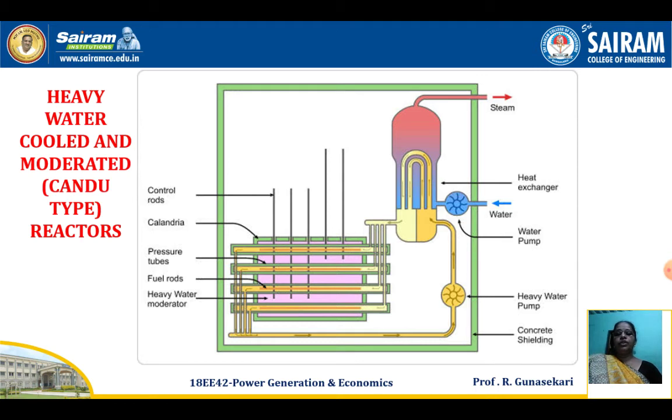The heavy water cooled and moderated reactor consists of control rods, calandria. Calandria is nothing but the pressure vessel, pressure tubes, fuel rods, heavy water moderator. That means heavy water is used as a moderator, with a heat exchanger, a water pump for water circulation, and a heavy water pump also. Concrete is used as shielding of the reactor core.